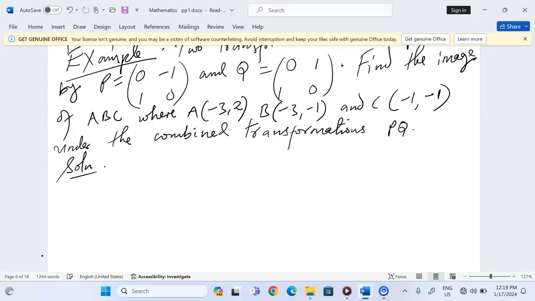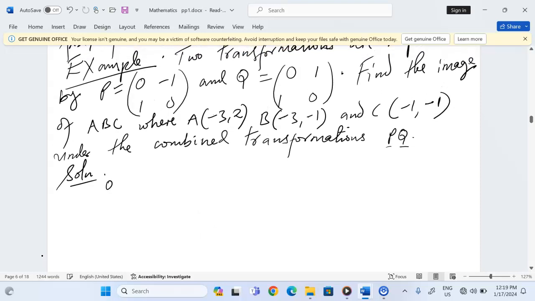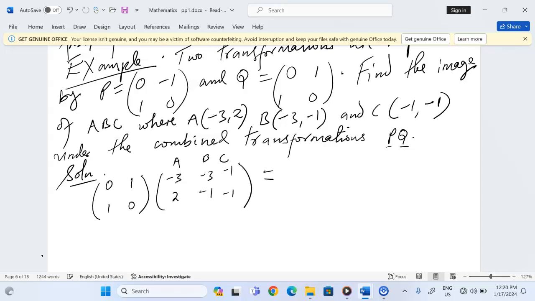This is a successive transformation, and we should know that when it has been written like this, it means the object first of all was transformed through Q, then P followed. Therefore, we're going to start with matrix Q, which is 0, 1, 1, 0. Then if it's A, B, C, now we bring -3, 2, -3, -1, then -1, -1, so that we may get the image.